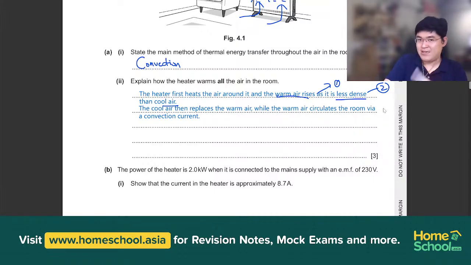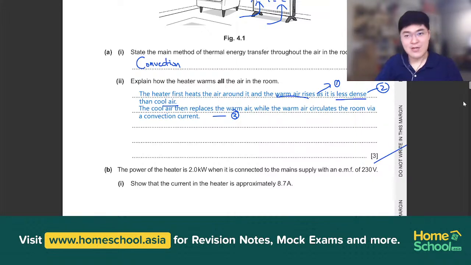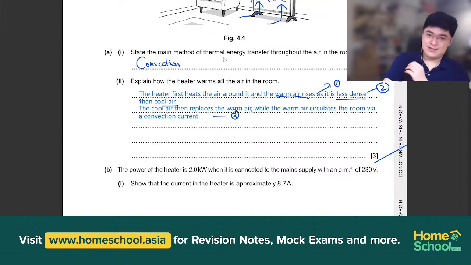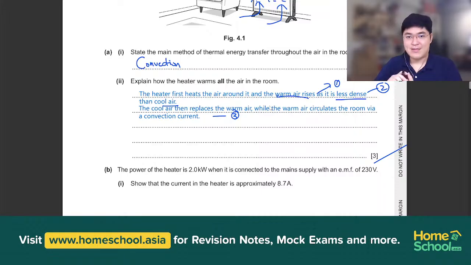And your third mark is when you write that the cold air replaces the warm air, and then the warm air moves around the room via a convection current. By writing this, you get your third mark. This is how you get full 3 marks for this question. Okay? All clear, yeah? So that is how you get your 3 marks for this.